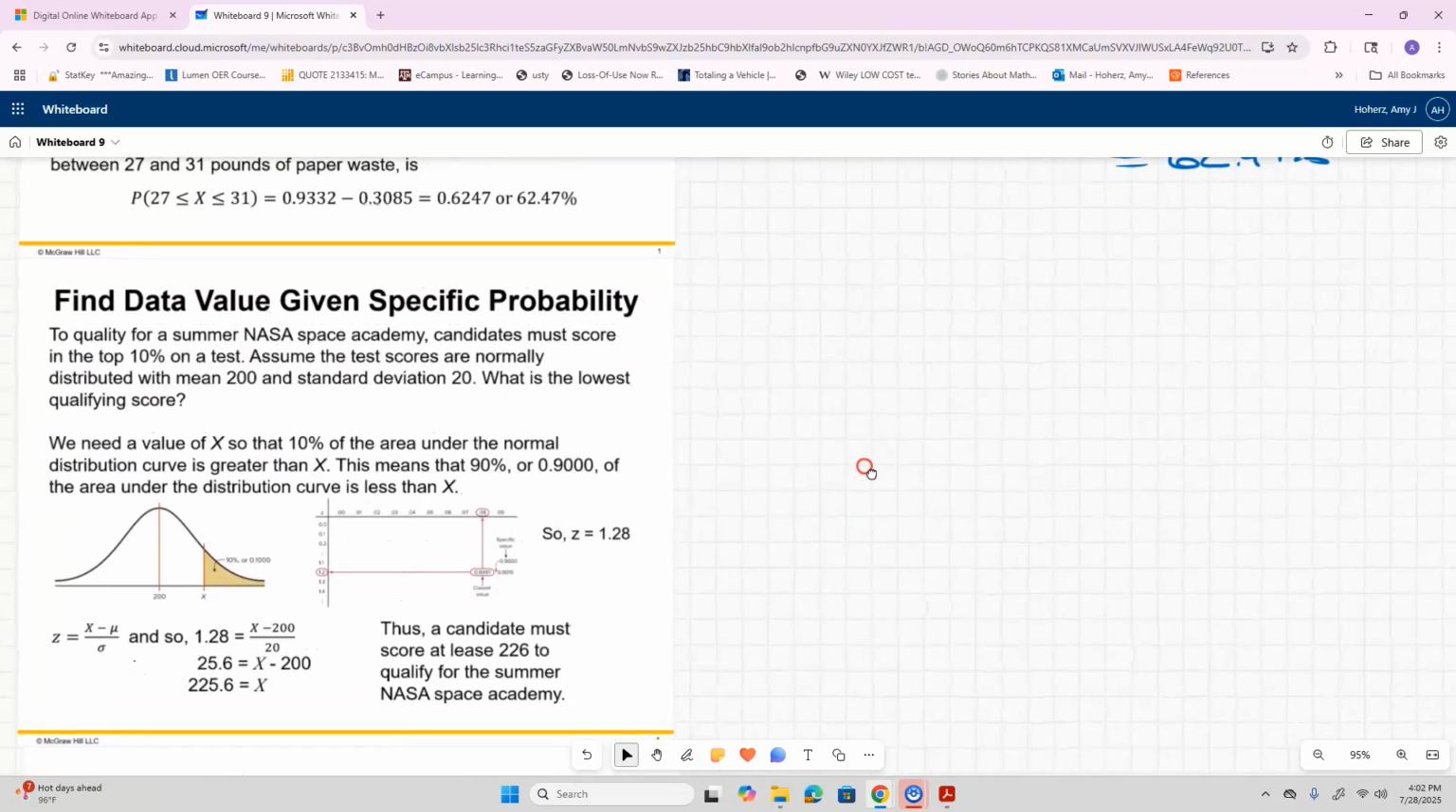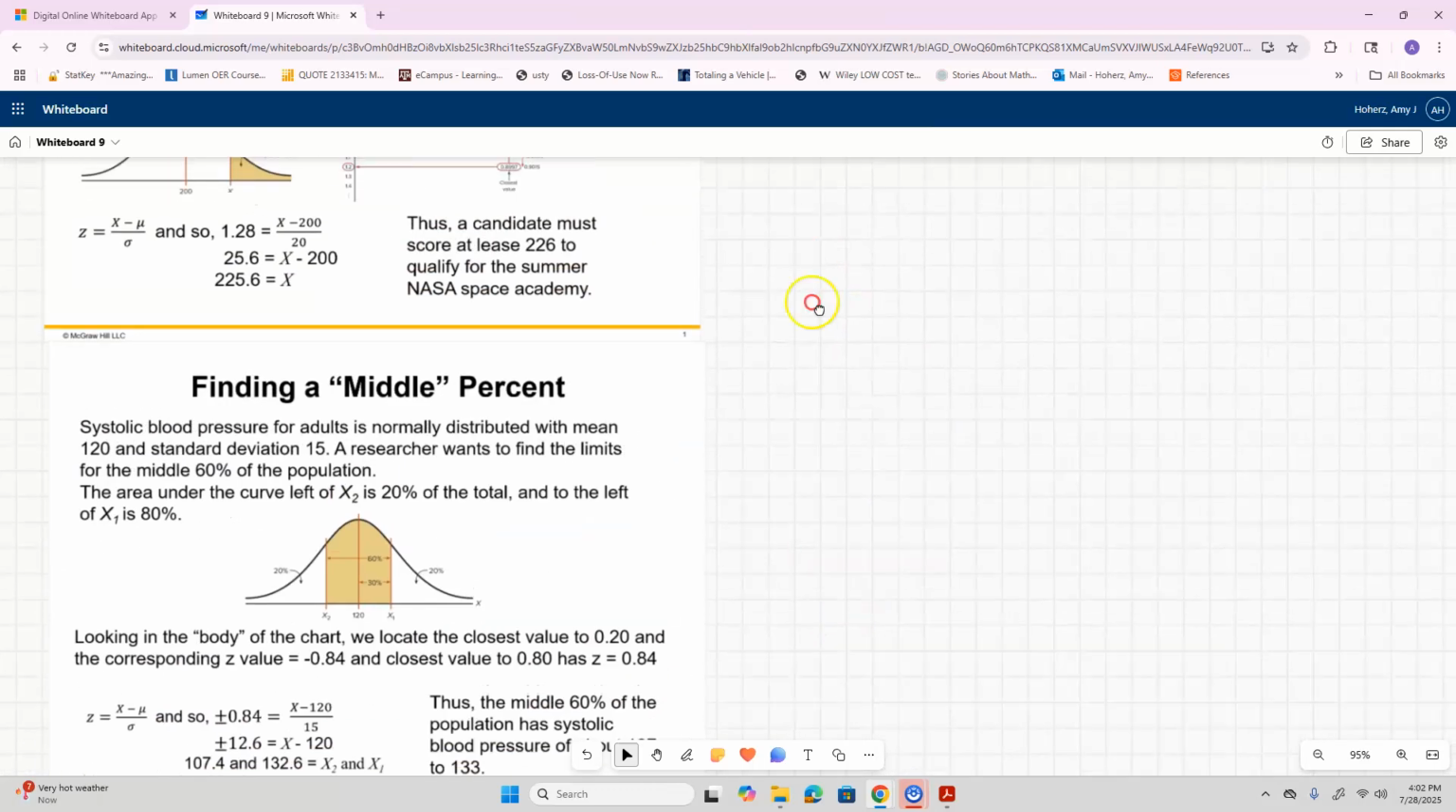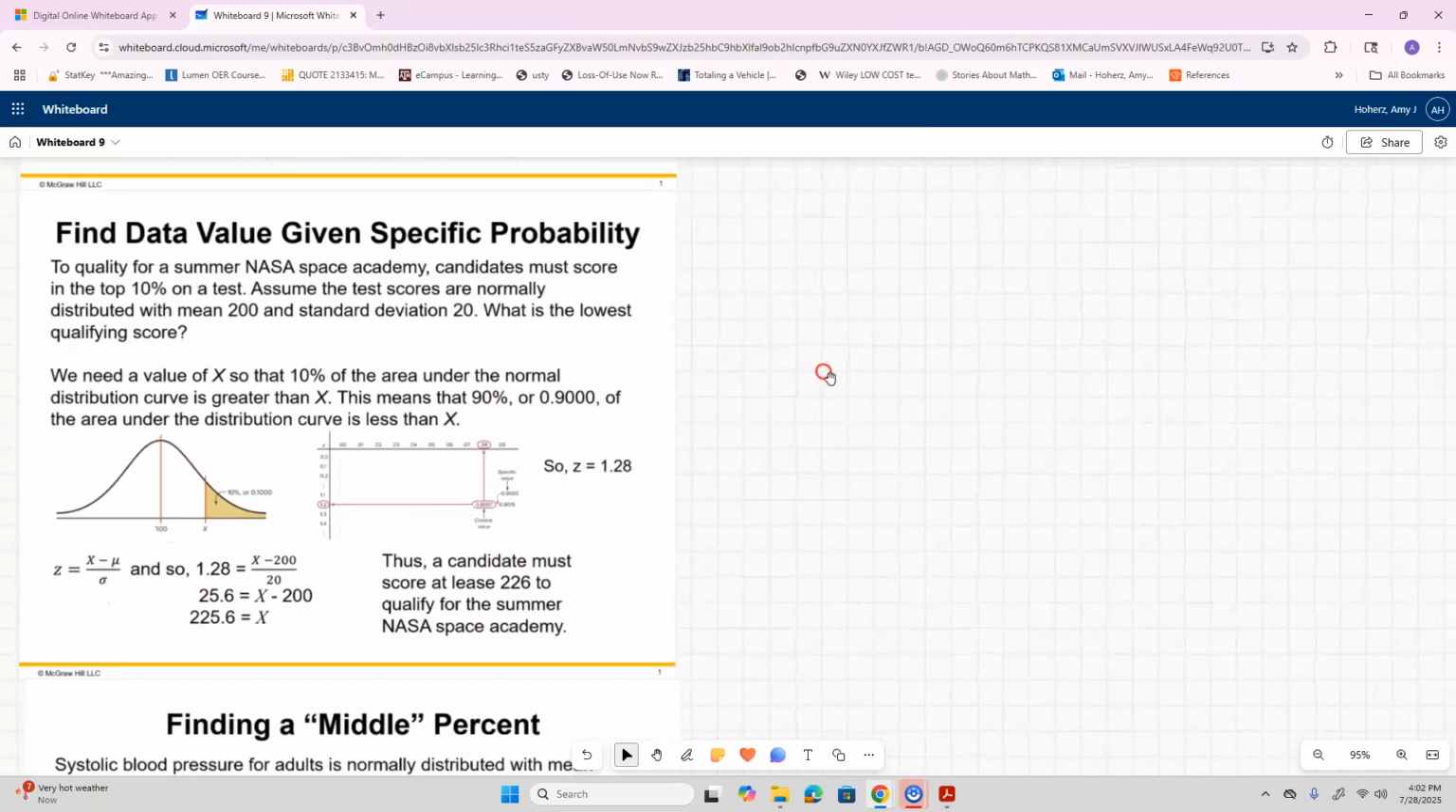Okay, so let's look at the last type that they're going to be talking about as far as the examples. It's the ones that I said I'm not going to put on the exam, but there will be some on your homework, where they give us a specific probability and we have to go to the body of the chart and work our way out to find the z-value.